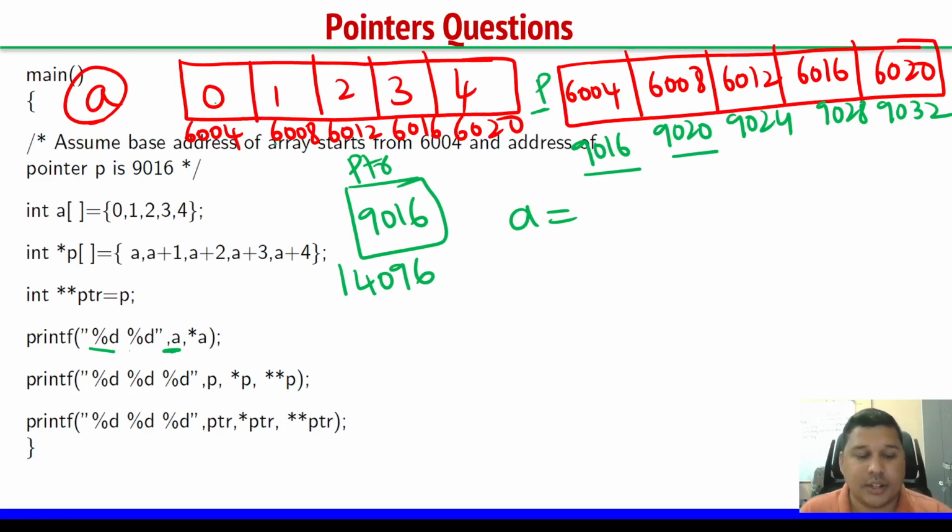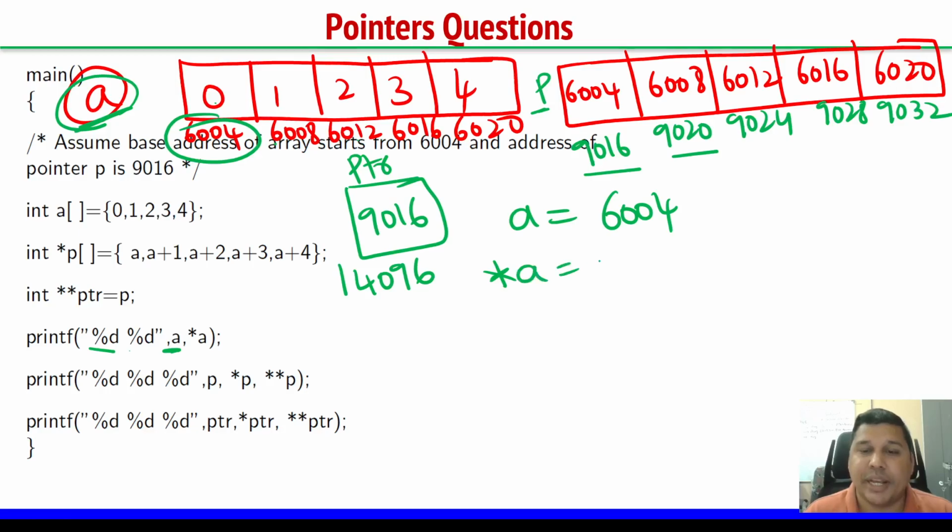Okay, right? So value of a here, what is a? A is an array. When it is an array, not a normal variable, definitely I have to give the starting address, that is 6004. What is the value of star a? Means star of 6004. Where is this 6004 in the computer memory? Here. What is the value in that memory? 0. So it is 0.